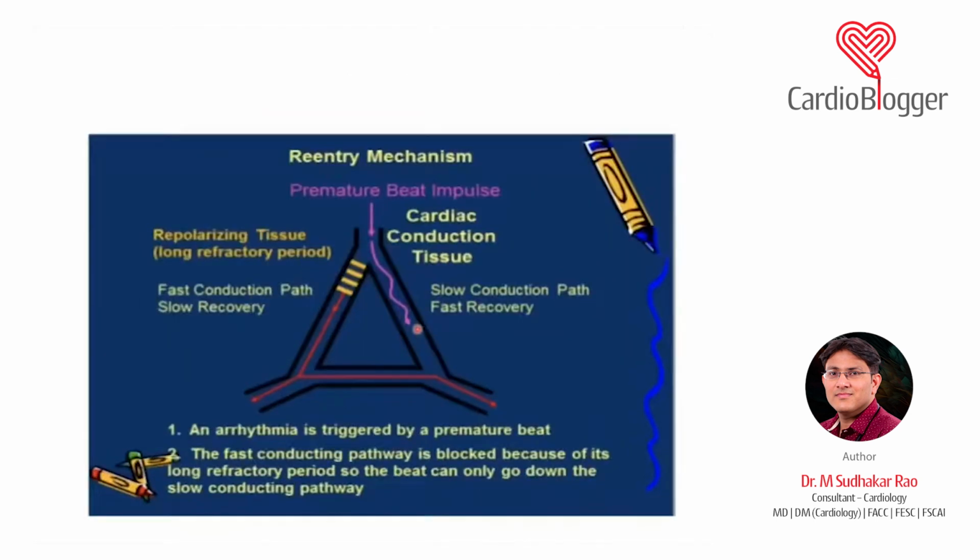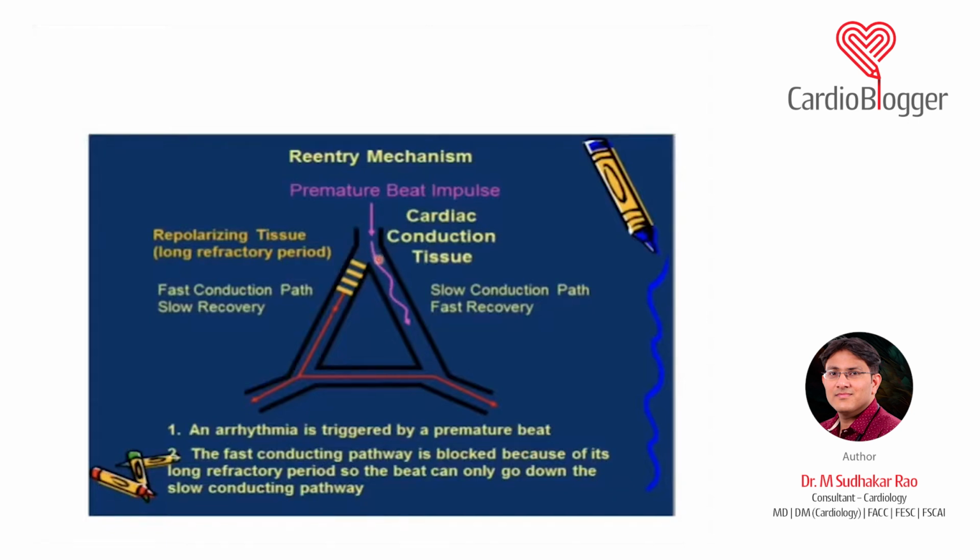Next, suppose there is a premature stimulus. This is one important thing you should know: a re-entry should always involve an extra stimulus. It can be an atrial premature beat, it can be a ventricular premature beat. Suppose there is an ECG and there is a premature beat. Before the premature beat, whatever beat is there goes from the SA node down. Once that goes down, there is a premature beat. Because it has gone down, the fast pathway is now in a refractory period, so the stimulus cannot go down through it. That is why the premature beat will go down through the slow pathway.